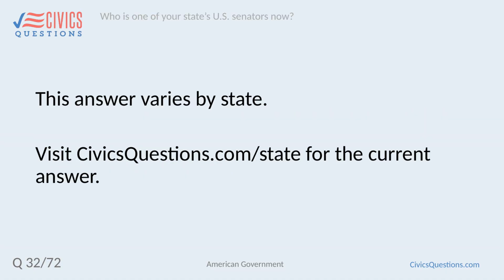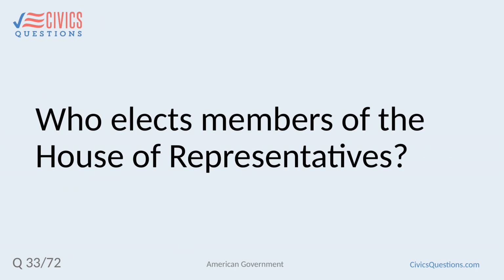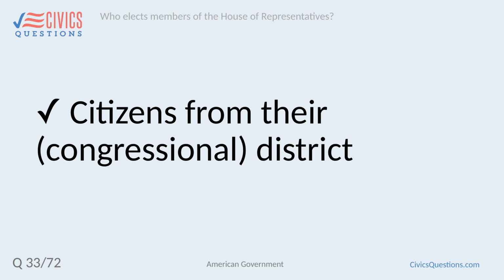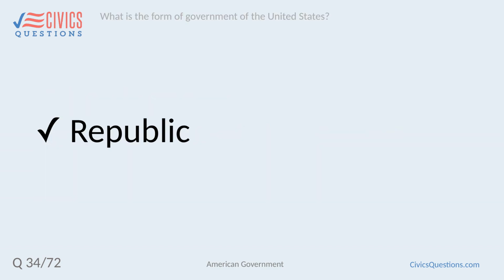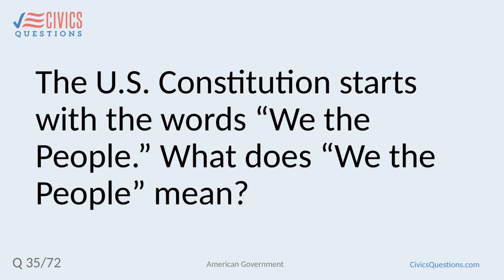This answer varies by state. Visit civicsquestions.com/state to find the correct answer for your location. Who elects members of the House of Representatives? Citizens from their congressional district. What is the form of government of the United States? Republic. The U.S. Constitution starts with the words, "We the people." What does "we the people" mean?